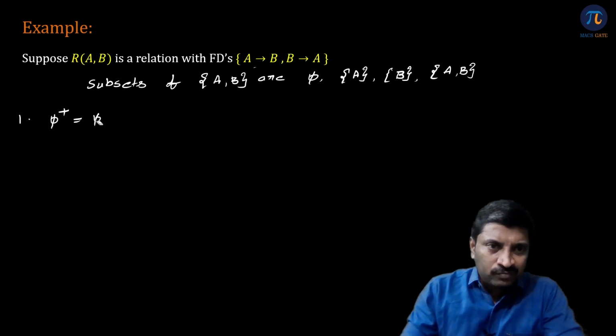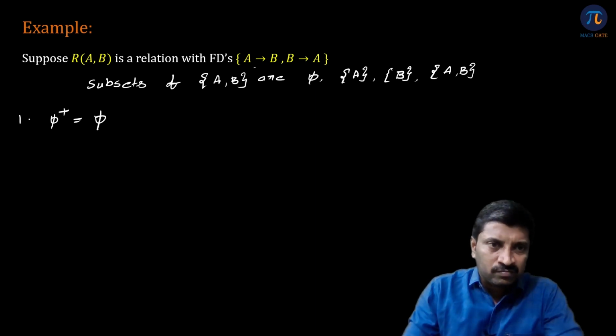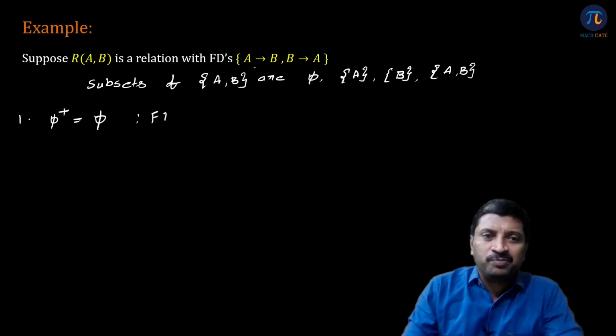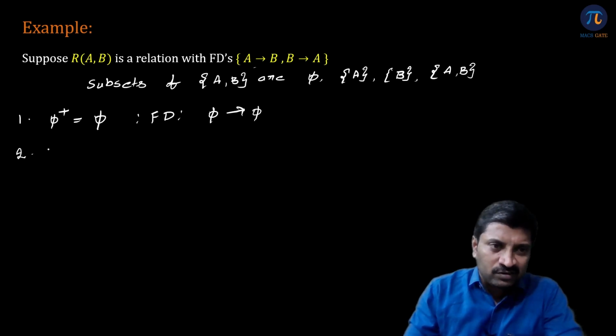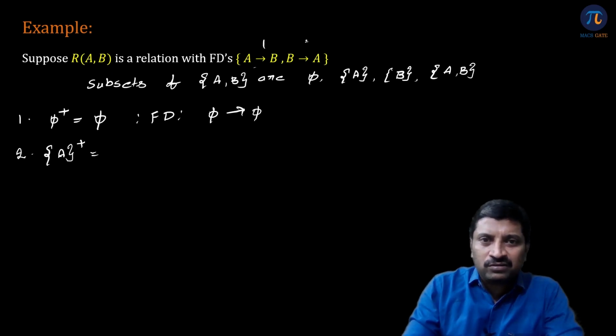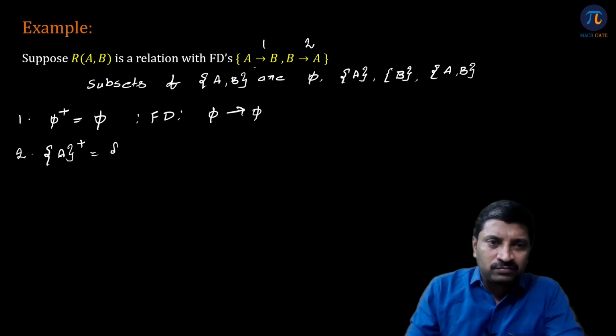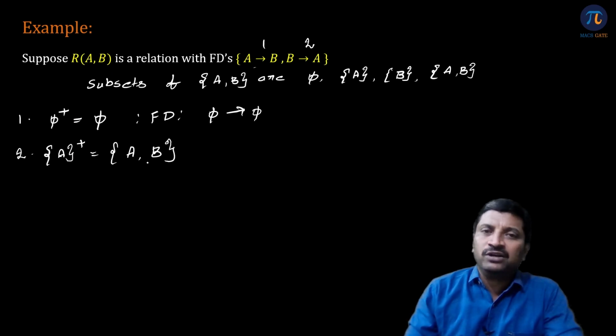Let us write it clearly, sir. So the one and only functional dependency possible is empty implies empty only, because with empty we cannot find any other attribute. Fine. So let us consider the second one. Suppose I am considering the second subset. What is the closure of A, sir? Let us assume this is 1, this is 2. With A, I can find A, sir. With A, I can find B. Right, sir? So with A plus, we are able to find 2 attributes.